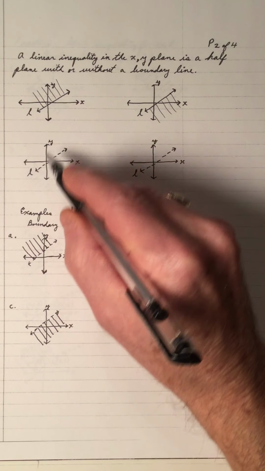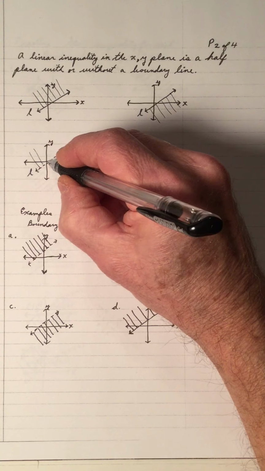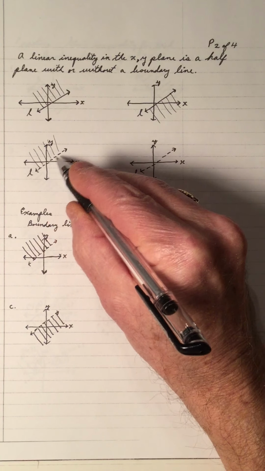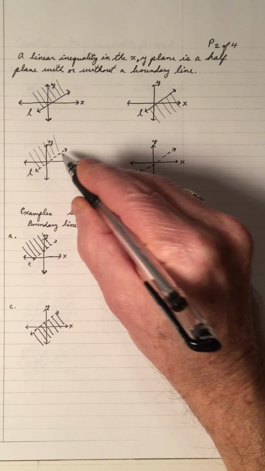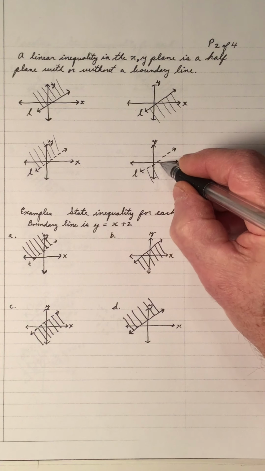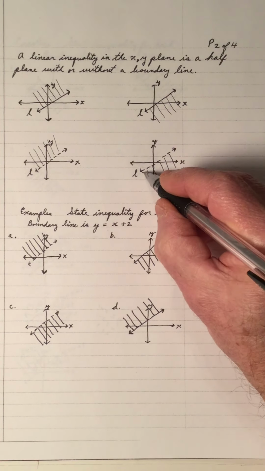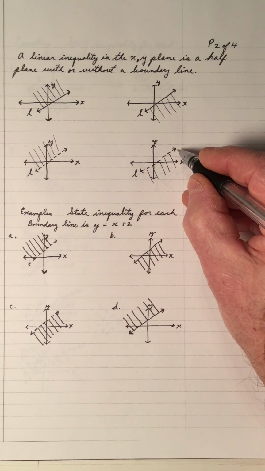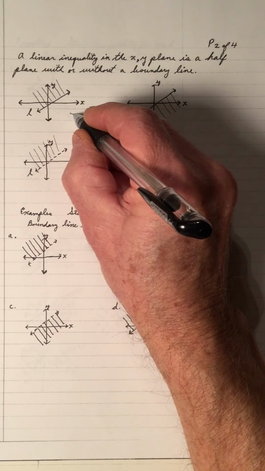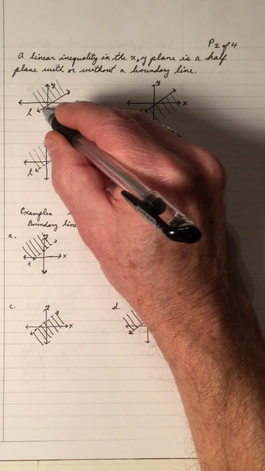And this graph is identical to this one, if I shade, again I'm shading above the line, but the boundary line is broken and is not included. And this one, similar to the one above, I'm going to shade below the line and the boundary line is not included.